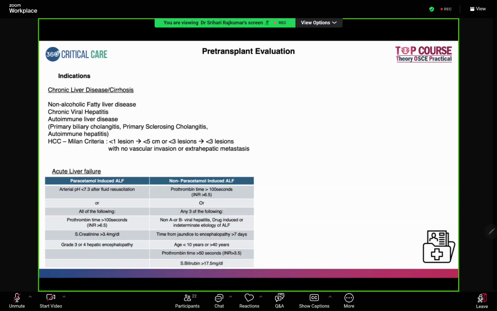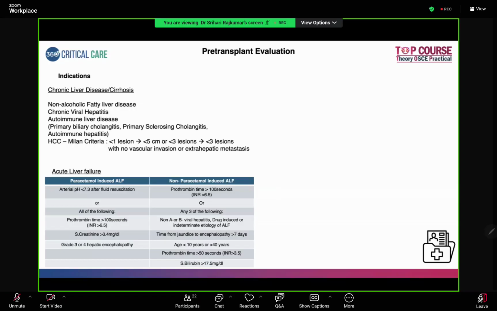For non-paracetamol-induced ALF, a single value of INR more than 6.5 or PT more than 100 seconds, or any three out of the five: non-hepatitis A or B, drug-induced or indeterminate etiology of ALF; time from jaundice to encephalopathy more than 7 days; age less than 10 or more than 40; prothrombin time more than 50 seconds, that is INR more than 3.5; and serum bilirubin more than 17.5.